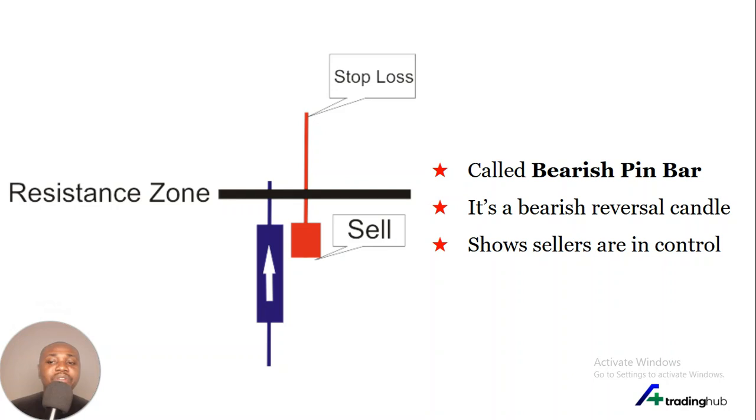It is a bearish reversal candle and it shows that sellers are in control. You look out for them at resistance zones and supply zones. If it happens, then this suggests that price will start selling or price will go bearish from that particular zone.